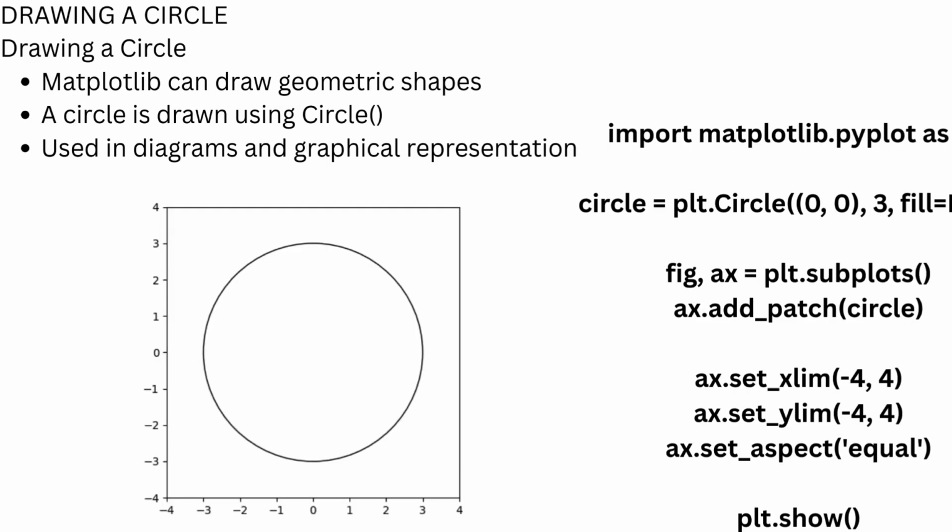Apart from plotting graphs, matplotlib can also be used to draw geometric shapes. In this example, we draw a circle using the circle function. The first argument represents the center of the circle, and the second argument represents the radius. The add patch function adds the circle to the graph. The aspect set to equal ensures the circle is not distorted. Drawing shapes is useful in engineering drawings and visual representations.